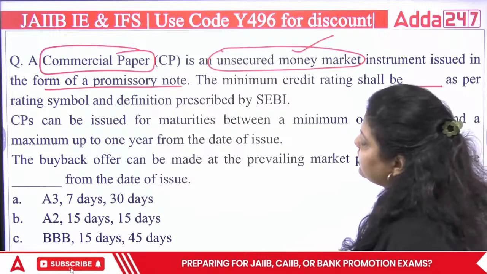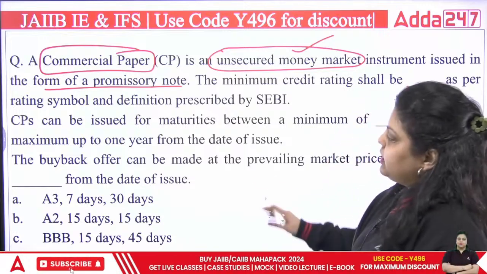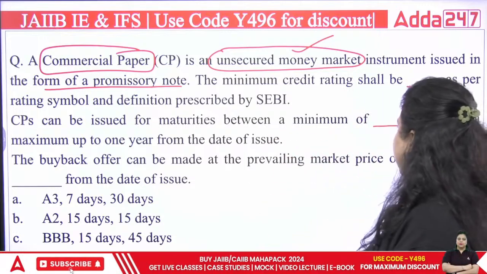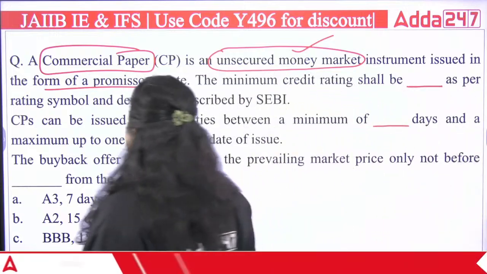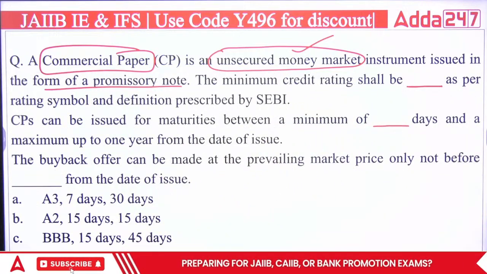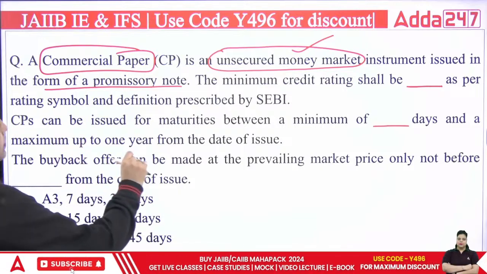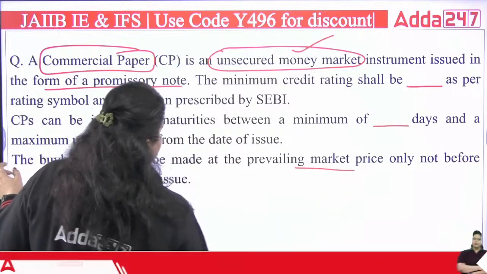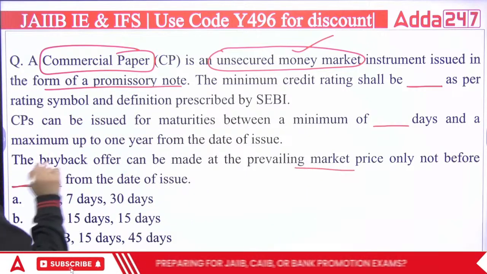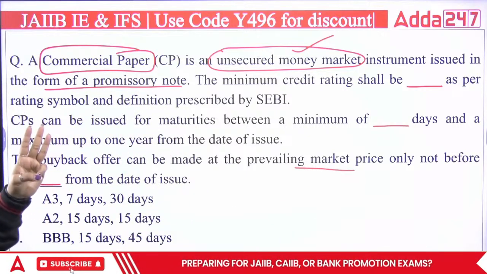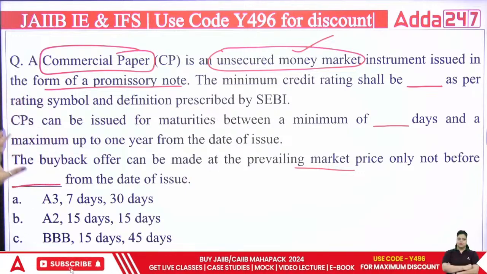The second statement is talking about here: CPs can be issued for maturity between a minimum of dash days and a maximum up to 1 year from the date of issue. The third is talking about the buyback offer, which can be made at a prevailing market price only, not before dash from the date of issue. So you have three fill-in-the-blanks here. Okay, so if you know any of these, you can eliminate one or two options here.